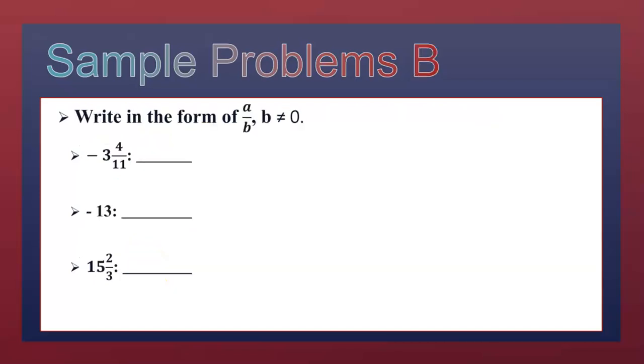Moving on to sample problems B. Here we're going to write everything in fractional form of A over B. So even though we have a mixed number here, a fraction is involved with it, we need to put it as an improper fraction. To do that, I take the denominator of 11, multiply it by the whole number on the side. So 11 times 3 is 33, and then I add the top. 33 plus 4 is 37. The denominator stays as 11. Because my number was negative, I make that negative.